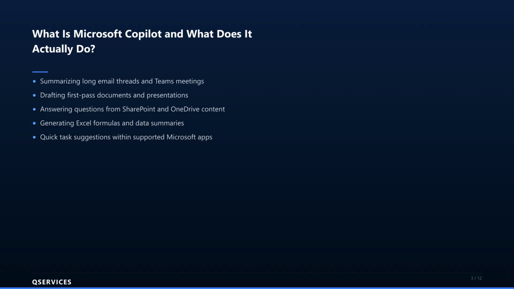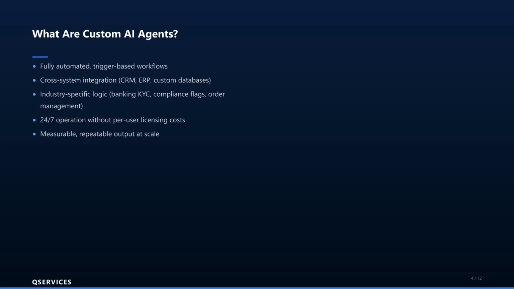The critical thing to understand: Copilot operates within predefined boundaries. It responds to prompts inside Microsoft apps. It does not take autonomous actions across your business systems, and it does not learn the unique logic of your specific workflows unless you customize it further through Copilot Studio. What are custom AI agents?